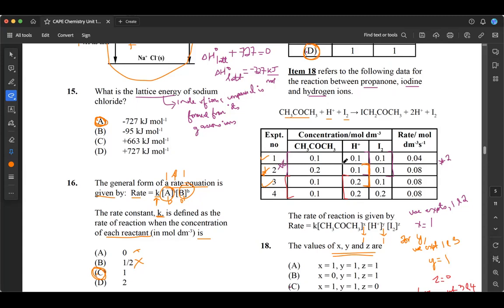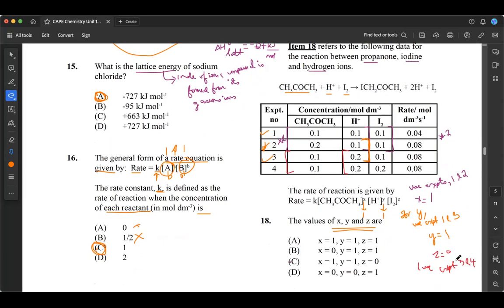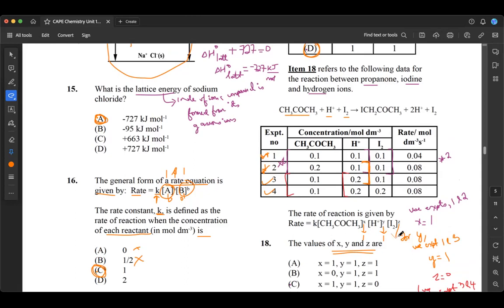So if I change iodine, I could look at experiments 3 and 4, right? So that would be 3 and 4, right? So of course, I'm keeping propanone constant, I'm keeping H plus constant, and I'm changing iodine. So if I double up iodine now, I'm going from 0.1 to 0.2. I see that my rate doesn't change, right? So when I change the iodine concentrations, in fact, I've doubled it and I don't see any change in the rate, it means that the rate doesn't depend on iodine, right? And if a rate of a reaction doesn't depend on a particular reactant, then it means that it's 0 order with respect to that reactant.